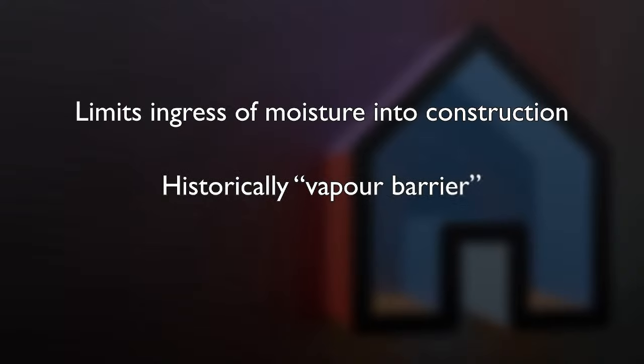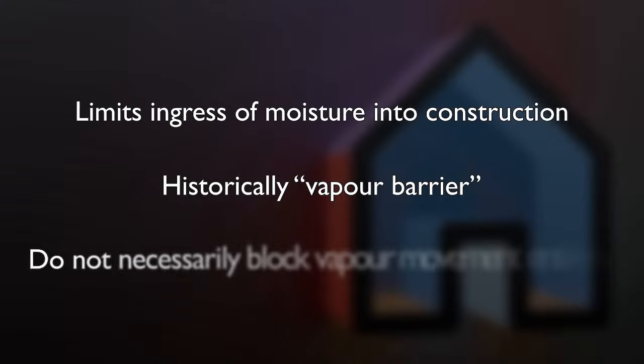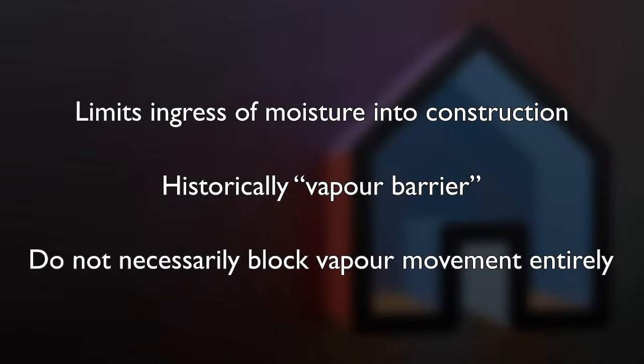Air and vapour control layers, or AVCLs, serve to limit the ingress of moisture into a construction. Historically, this was commonly referred to as a vapour barrier. However, the newer terminology acknowledges that such materials do not necessarily block vapour movement entirely.